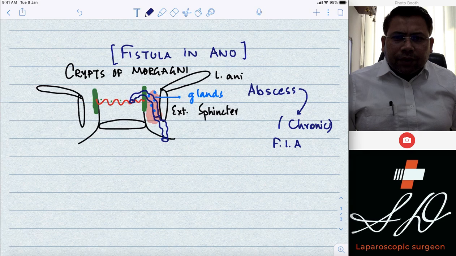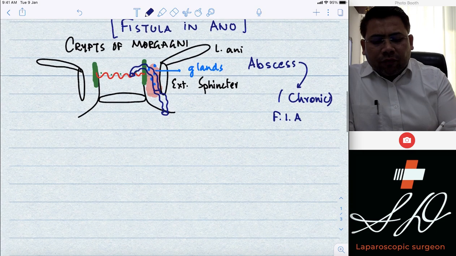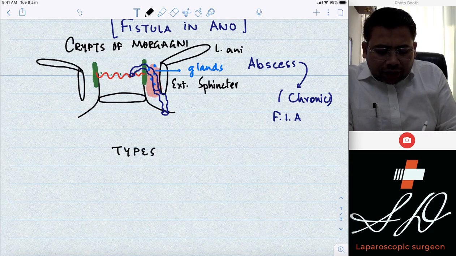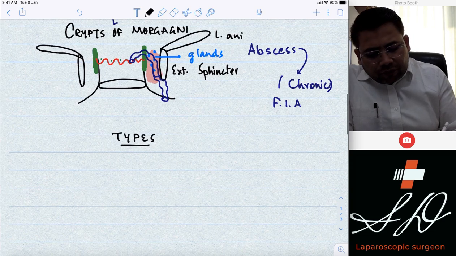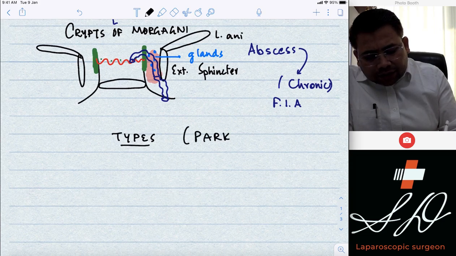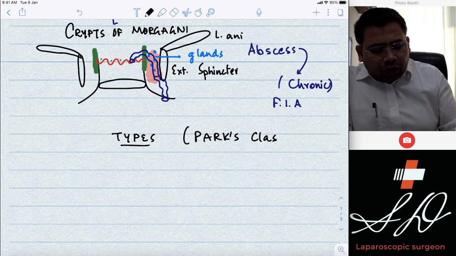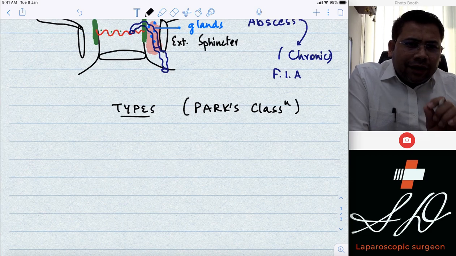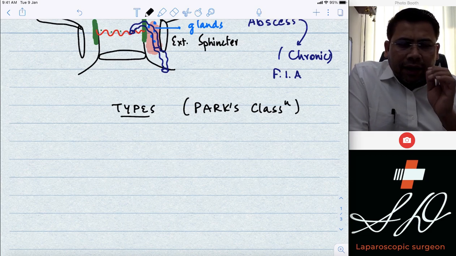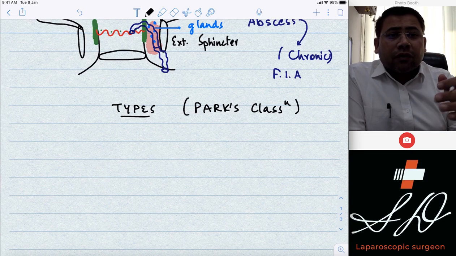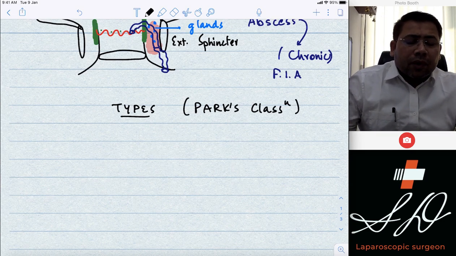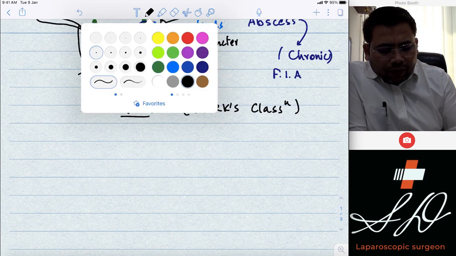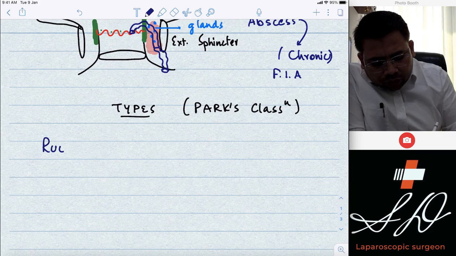Now, for my patients and my students, try to understand the types or classification of fistula in ano. For this, we have a very famous classification known as Parks classification. What is special in this? Instead of writing what fistula it is, I'll help you work out yourself what fistula it is, so next time when you see an MRI or a patient, you should be able to answer what type of fistula this is. What is the rule?